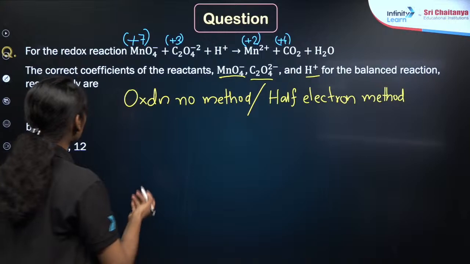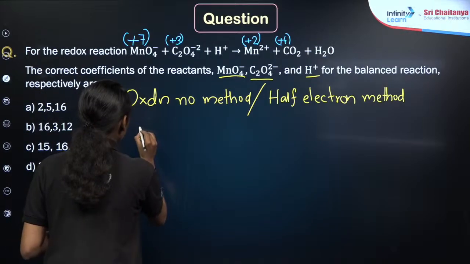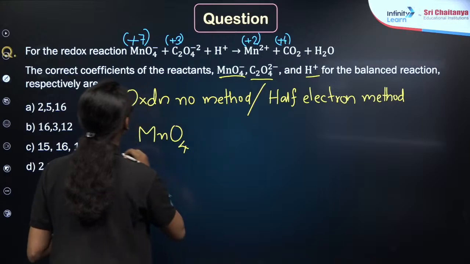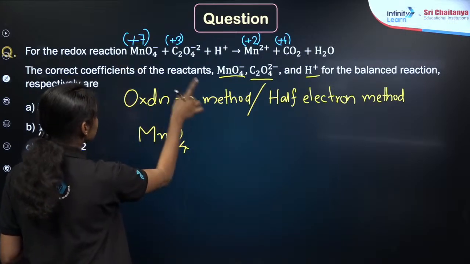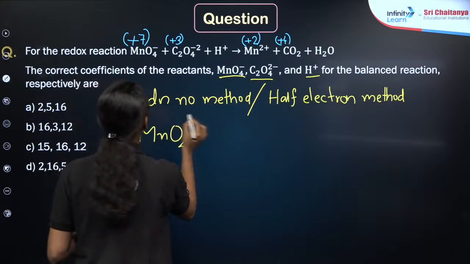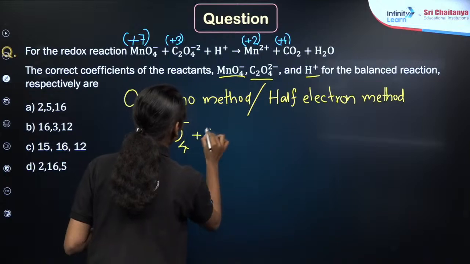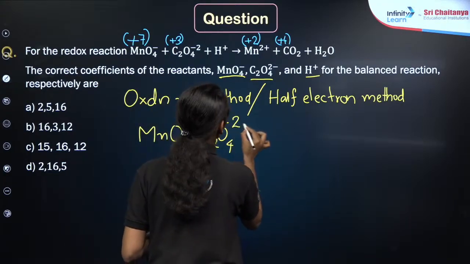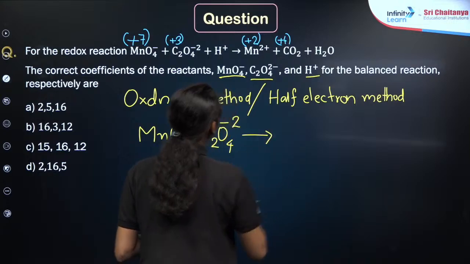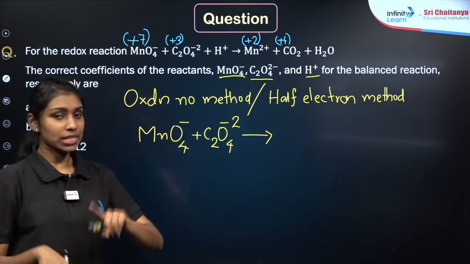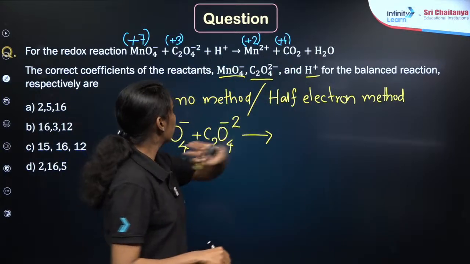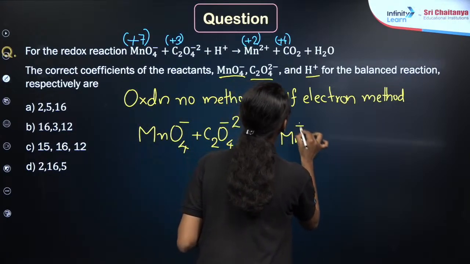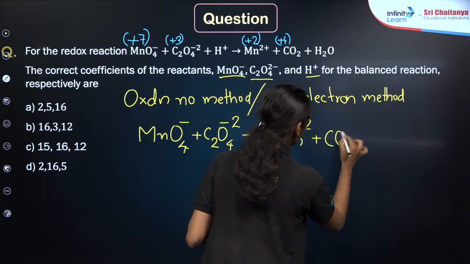So we have just calculated the oxidation numbers of each of the atoms. As you can see here, in this particular reaction, manganese is undergoing reduction, right? It is changing its oxidation number from +7 to +2. So MnO4 minus plus C2O4 minus. In order to balance this equation, we are just removing the H plus and H2O from the question. So we are adding Mn plus 2 plus CO2, right?